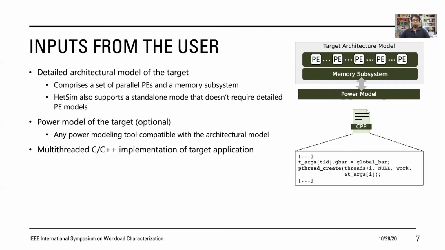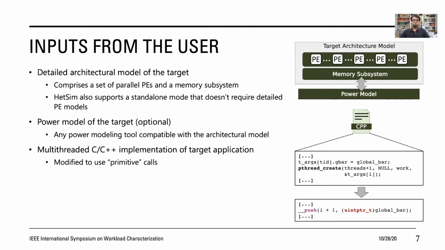Next, a multi-threaded version of the target application is implemented using C or C++. This could be an example of a 2D convolution for a DNN accelerated target. The code is then modified to use HetSim primitives, as shown here, where we push data through a word queue instead of passing it through a software construct.